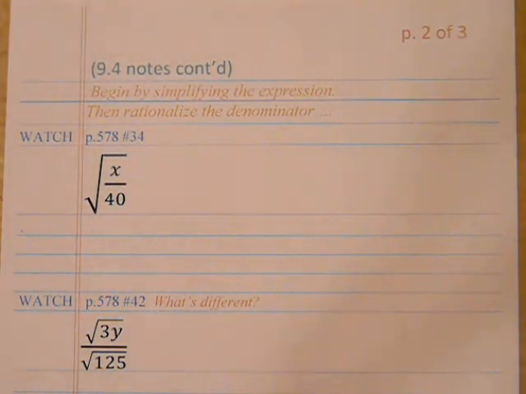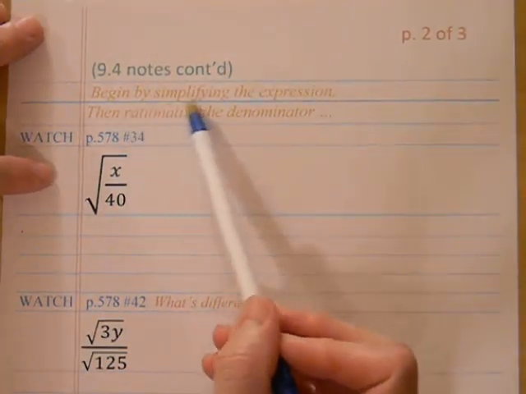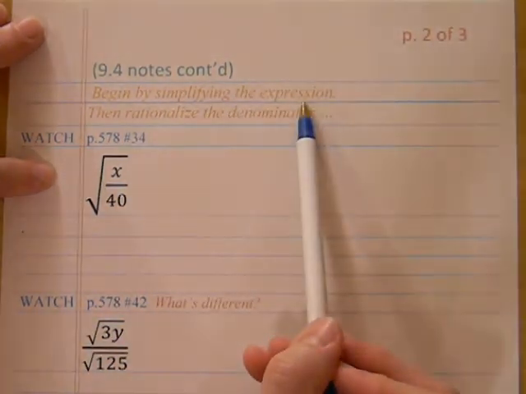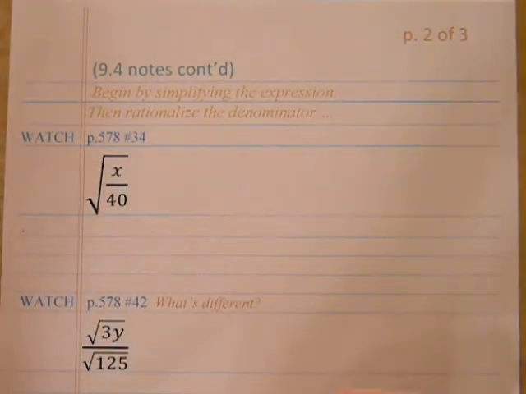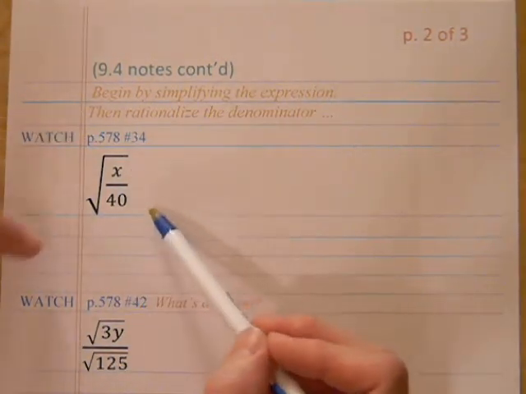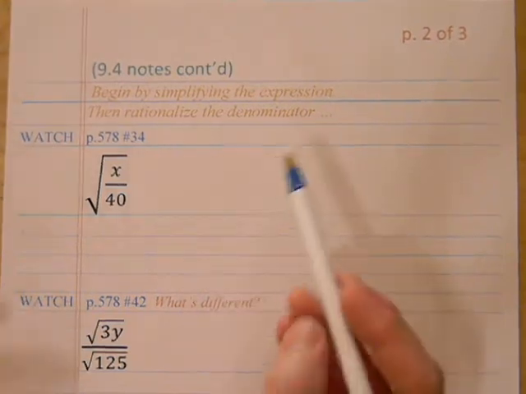Top of page 2 for 9.4, we're going to continue on now just with additional practice. Here we've got examples where there's going to be some simplifying that can actually happen first and then rationalizing the denominator. So this is an example I referenced earlier where there's going to be some things you can do first to make it easier for yourself, especially dealing with smaller numbers as you rationalize.